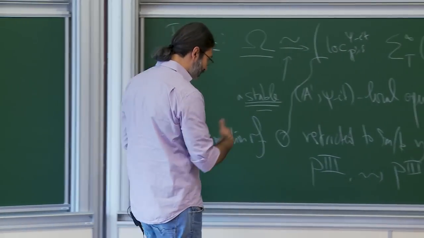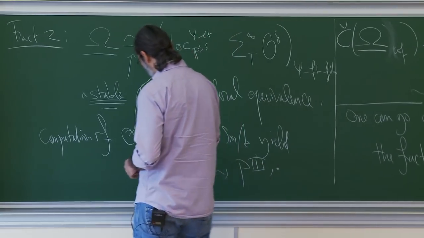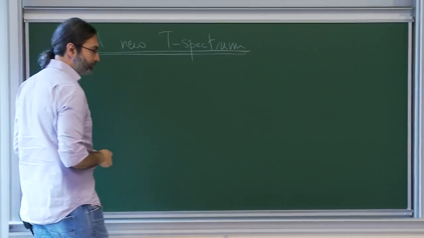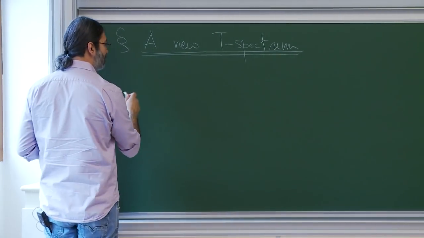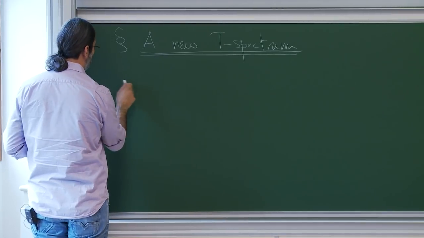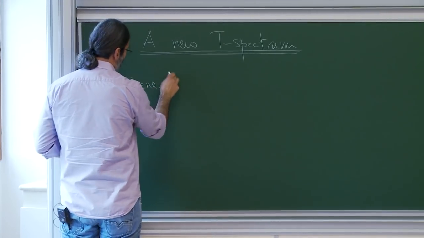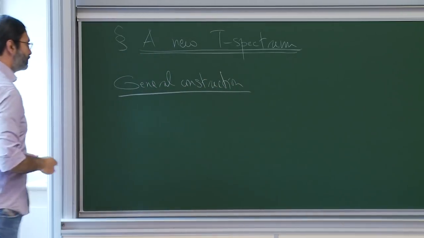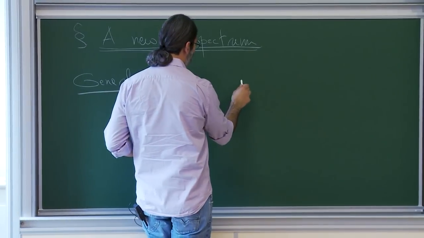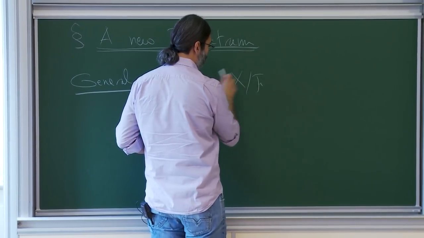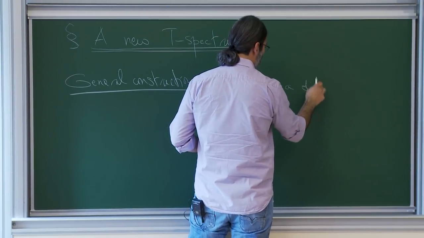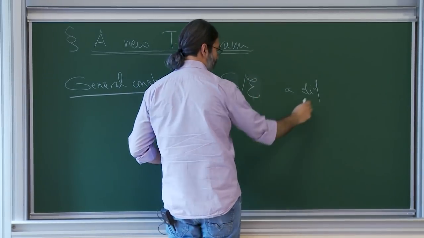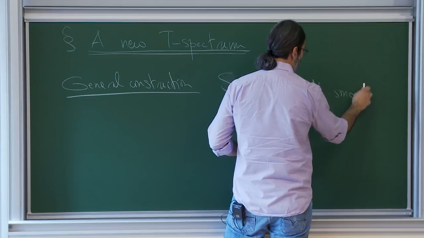I will just claim that you can do the same thing as we did before with p3 with this new model. Okay. I want to start with a general construction, a very simple general construction. So we fix a foliation, so maybe let's call it SE, a smooth foliation.